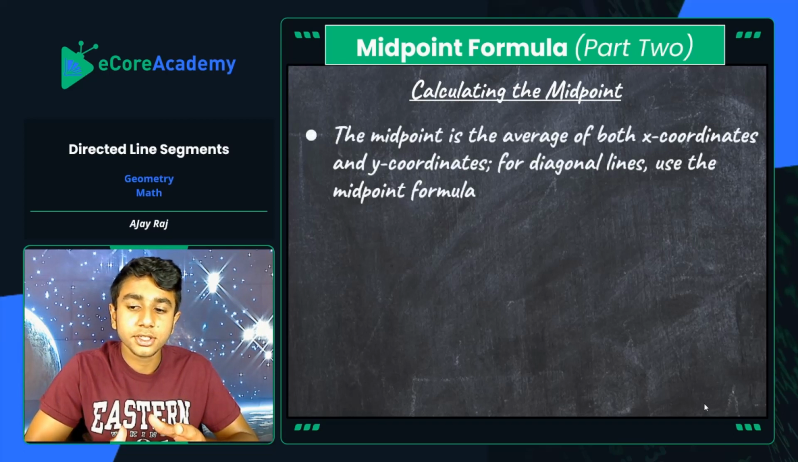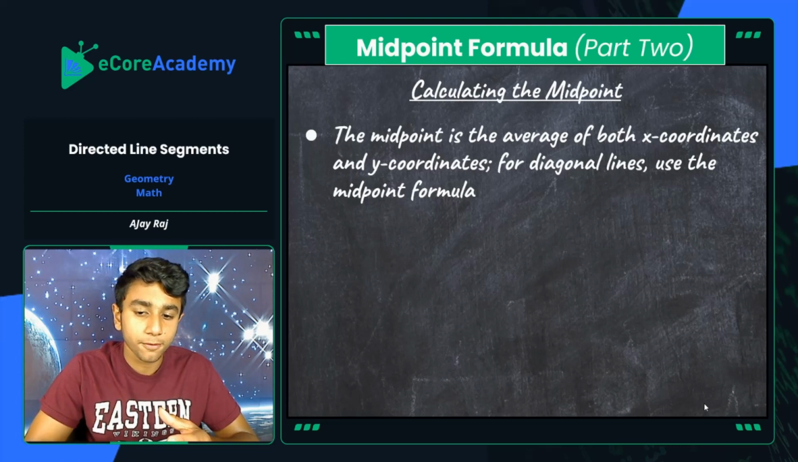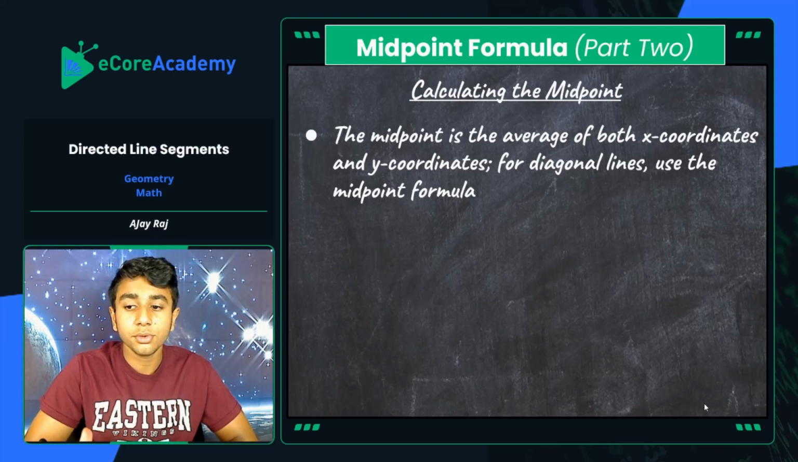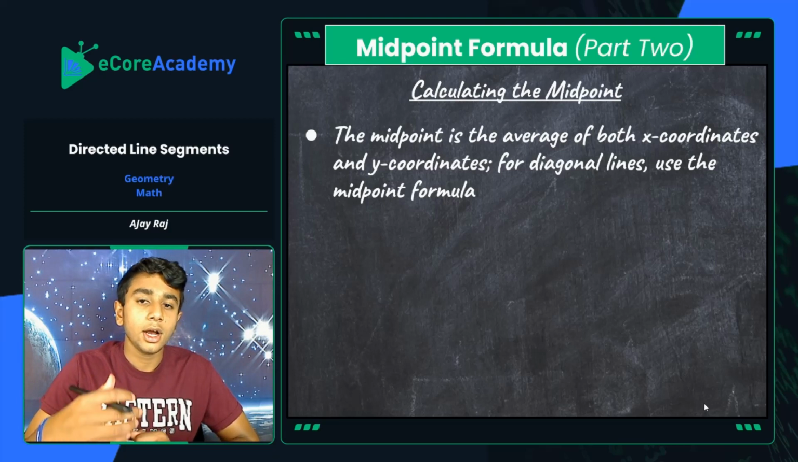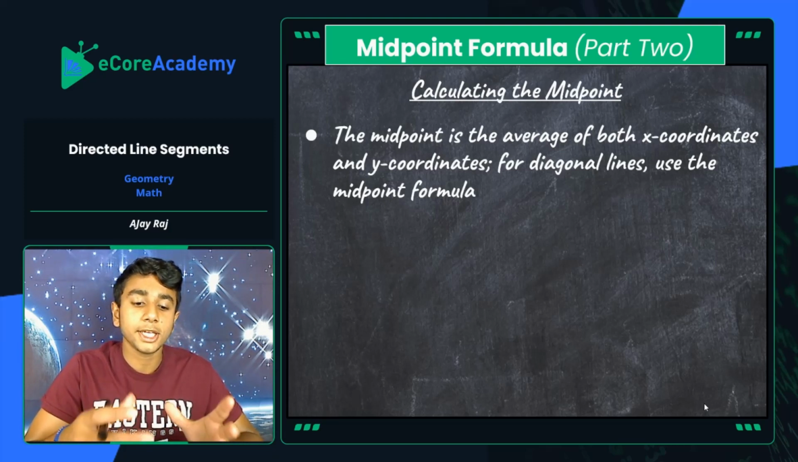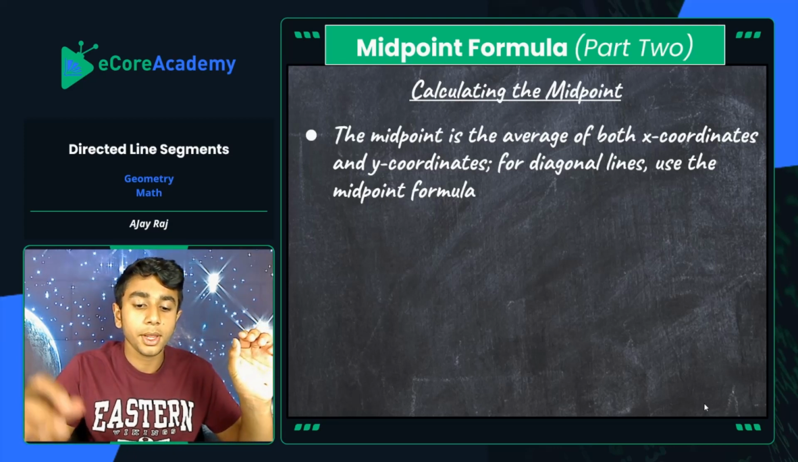So the midpoint is, of course, under the definition of geometry, can be referred to as the average of both x coordinates and y coordinates. For diagonal lines, use the midpoint formula. So all that information is very key. I'll break it down with you. So the midpoint is basically when you're combining your x values and your y values. If we're looking at a line segment, it will always have two endpoints, one starting point and one ending point.